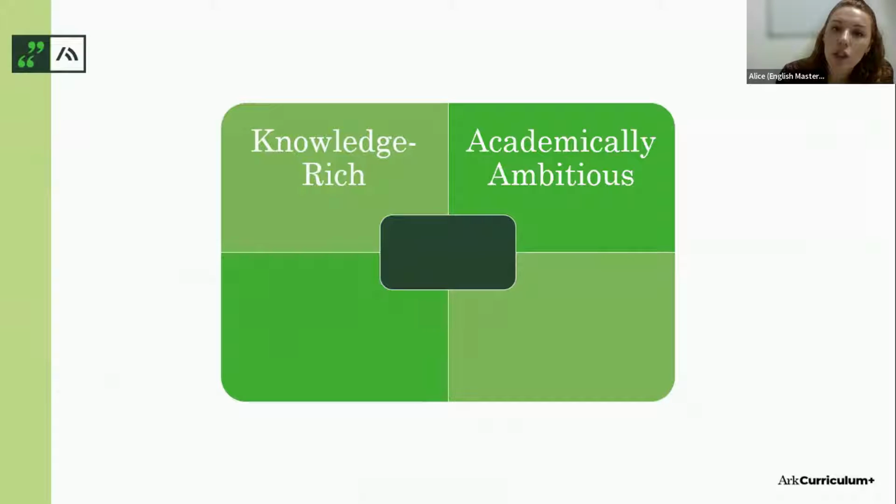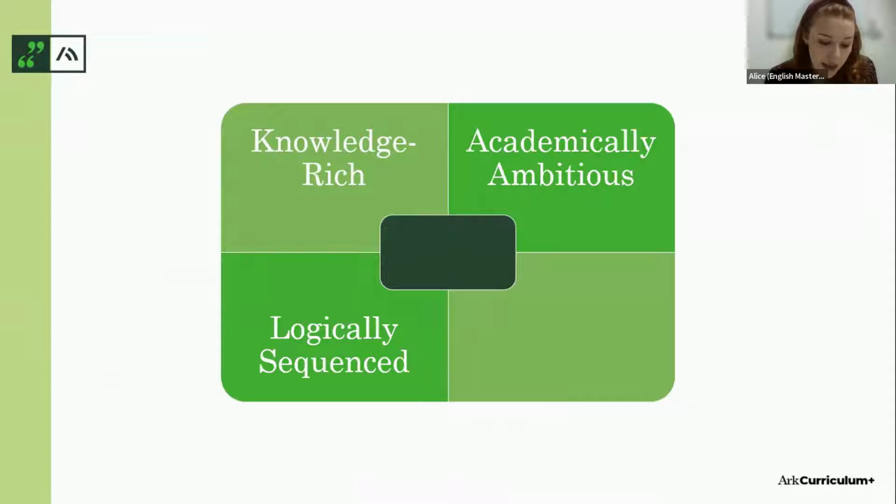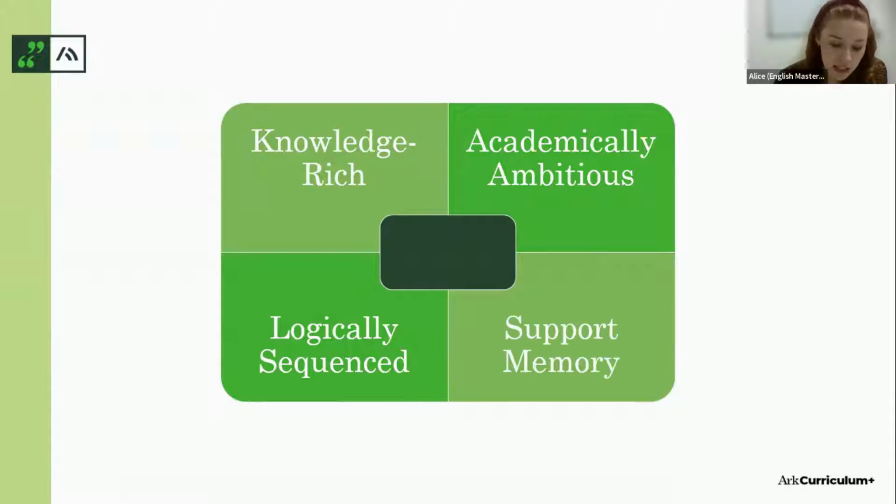Academically ambitious, so we choose texts and activities that are academically challenging for our students. We've got a logically sequenced curriculum that's carefully sequenced, including teaching and reteaching foundational concepts of the discipline, and then activities that have been designed to support students to remember the most important ideas. And the impact of that is that our students enjoy and succeed in English at Key Stage 3 and beyond.